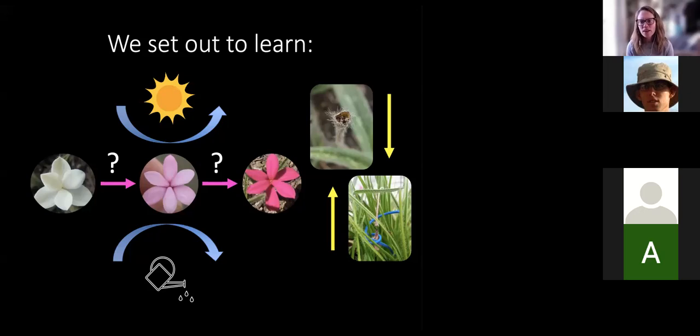And so based on previous work, we expected to find that drought or water deficiency was going to be producing anthocyanins in their flowers. So we expected to find pink morphs where there was little water.